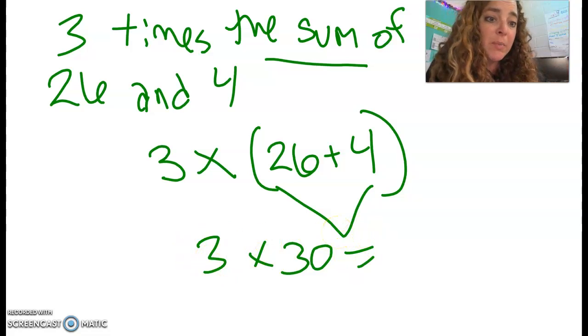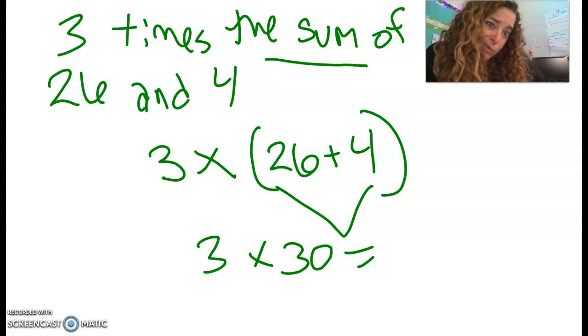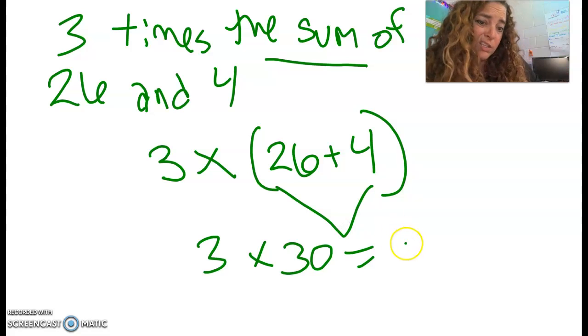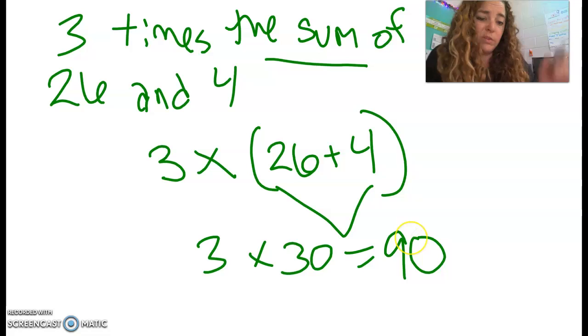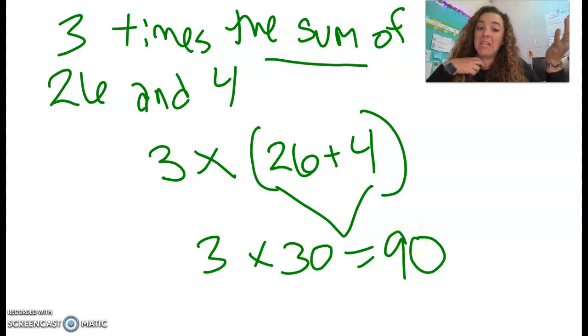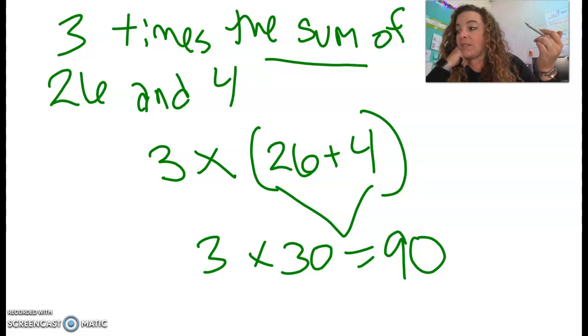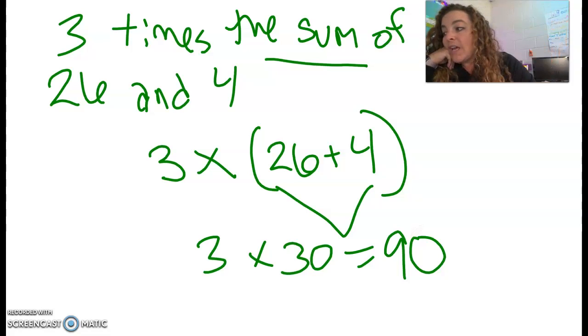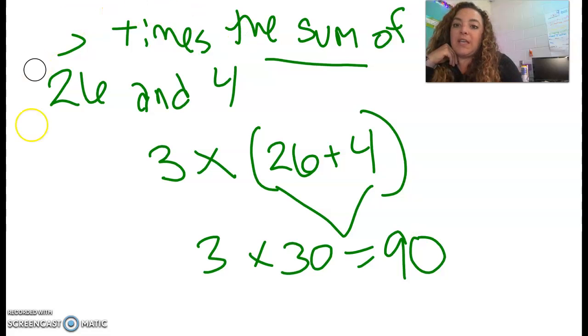And again, if I know my basic facts, this becomes a lot easier, right? Because 3 times 3 is 9. And then I have 1 0. So I'm going to add that 0 on back. So I get 90. 3 times the sum of 26 and 4. So it's just thinking that through and thinking through what they're actually saying. And I like to go in essentially the order that they're saying the problem. So let's try another one, okay, and see how we do with it.